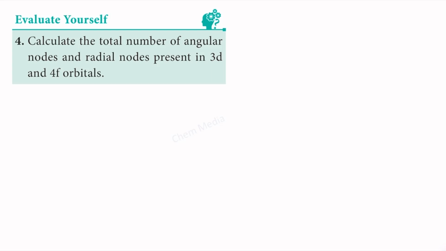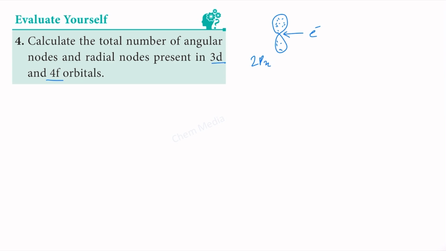Calculate the total number of angular nodes and radial nodes present in 3D and 4f orbitals. First of all, what is a node? The region where the probability of finding the electron is 0. For example, let us say we have a 2px orbital. Electron could be anywhere here or here, but in between, at this particular region, the probability of finding the electron is 0. So, that is what we define as a nodal plane.